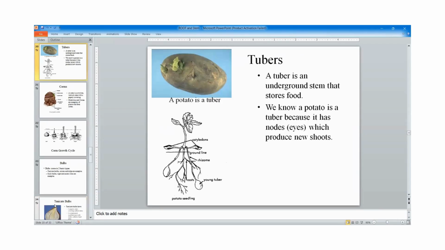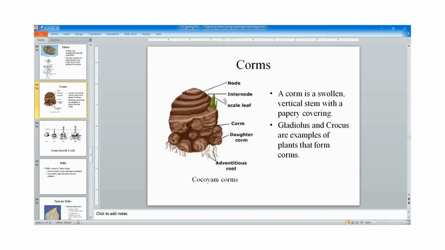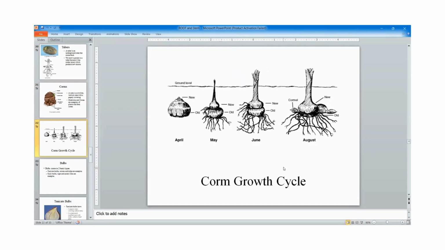You can see tuber here now. Irish potato is an example of tuber. You can see the eye, the bud. We also call the eye where another bud comes up. So this is saying that Irish potato is a stem because it has bud. For corm, you can see the node, the internode, and the new bud coming up. You can see the growth circle of corm.